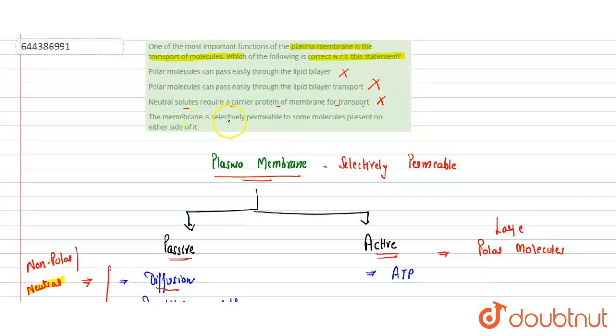And last is membrane is selectively permeable to some molecule present on either side of it. This is correct because it is selectively permeable. It can allow only certain molecules to pass through it, depending upon the solubility, others will not be allowed. So this is the correct statement. Option D is correct.